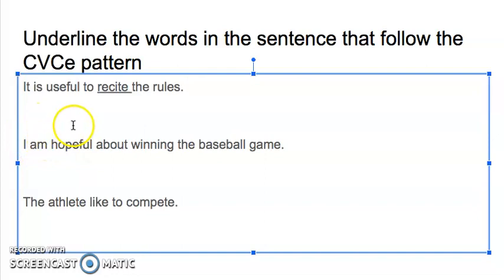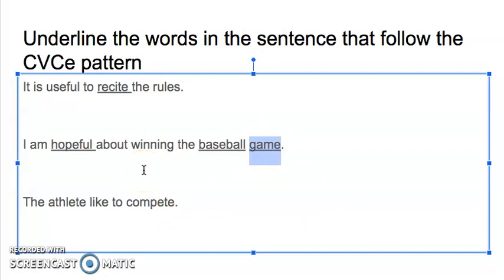Next, I am hopeful about winning the baseball game. Okay, hopeful. You have a consonant, vowel, consonant, E, and the E does make the O say its name in hopeful. Our next word that has it is baseball, because we have our consonant, vowel, consonant, E, and the E does make that A say its name, so we will underline it. And our last one is game, which is consonant, vowel, consonant, E, and yes, the E makes the A say its name, so we will underline that as well.